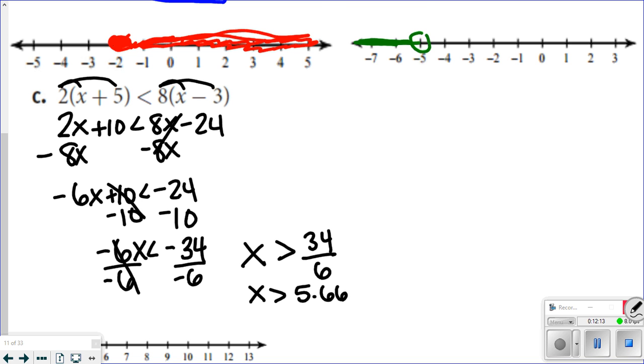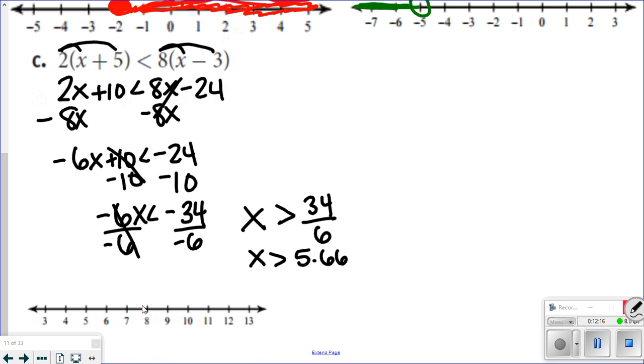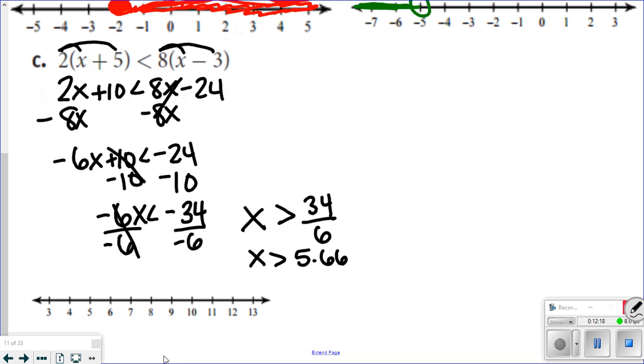So when we plot this, we're going to go partway between 5 and 6. Open circle. We need numbers greater than that. So we're going to shade towards 7, 8, 9, and so on.